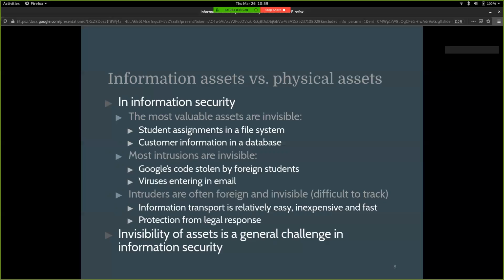So valuable assets, customer information, financials, patent information, scientific formulas, those types of things. Most of these intrusions are in fact invisible, right? Viruses coming through email, people stealing data that's traveling across the network. There aren't quite the tracks that are left when an information asset is compromised.